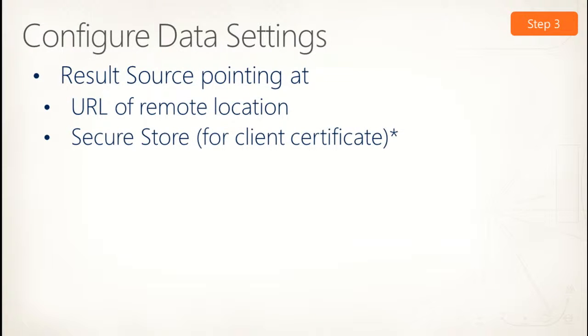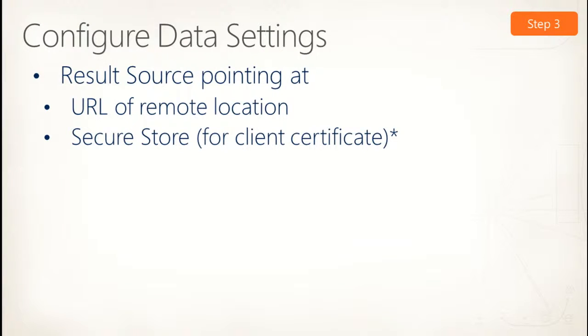Step 3, from a search perspective now, is to configure some of the data settings. So for search, we're going to create a result source. And a result source, if you're familiar with search in SharePoint 2010, is really a combination of a federated location and a scope. It's those two things put together. And so ultimately, it just defines the URL of a remote location that search can ask a question to and get an answer back from.